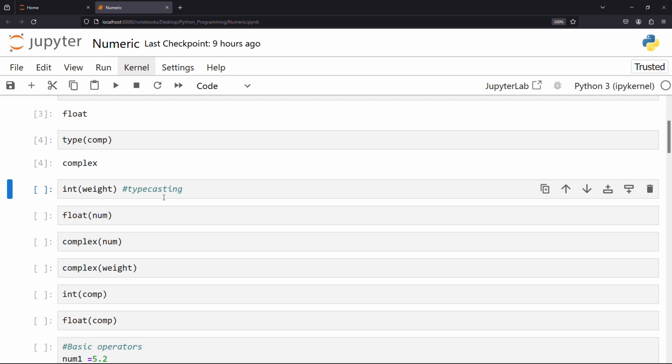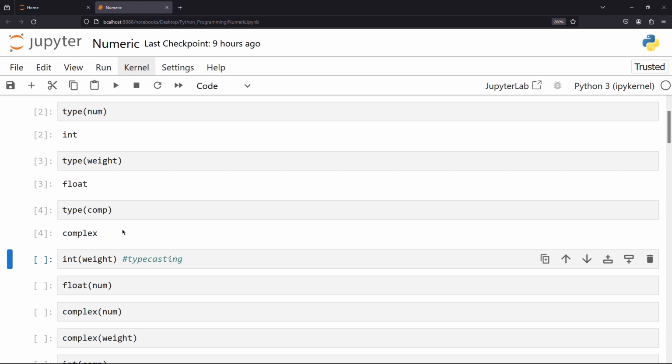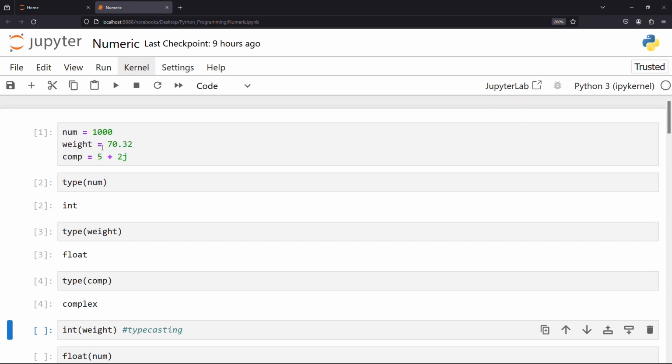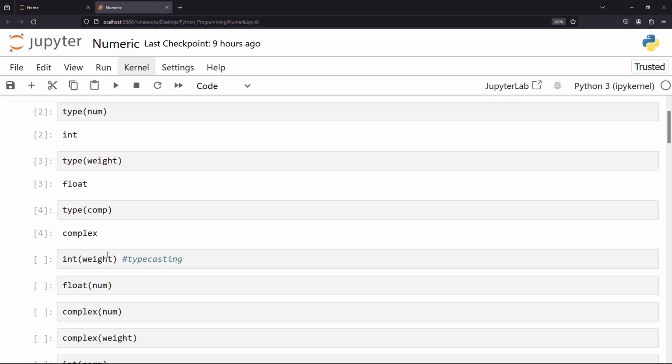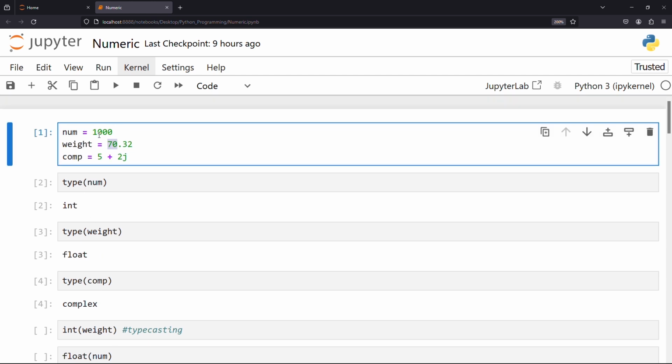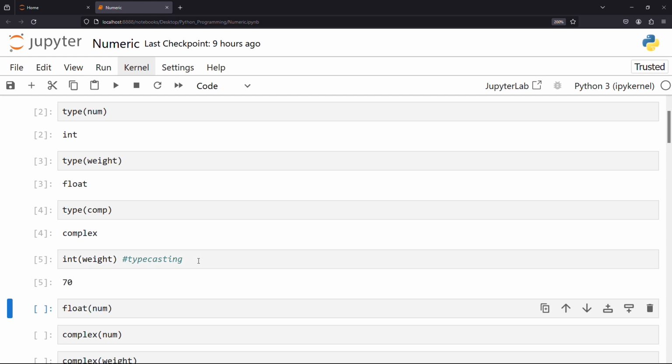Now let's see typecasting. We can convert a float variable to an integer like this, because if you want to get just the 70 part, you can convert it using typecasting. That is, you pass this weight to the int function. Similarly, this number you can convert to float, that is, 1000 will become 1000.0. And similarly, you can convert it into complex as well.